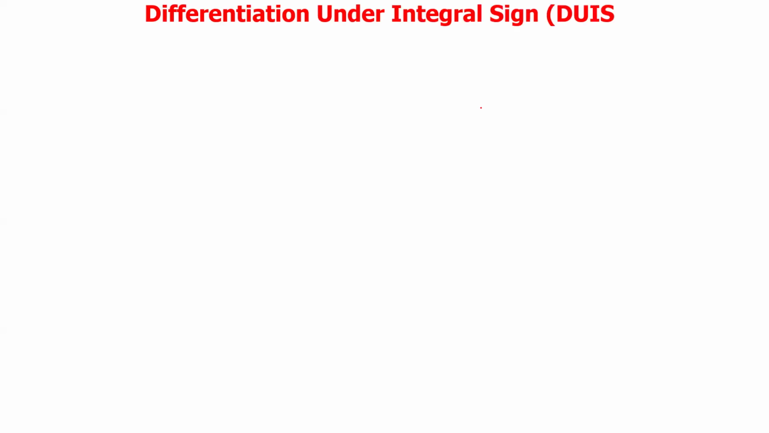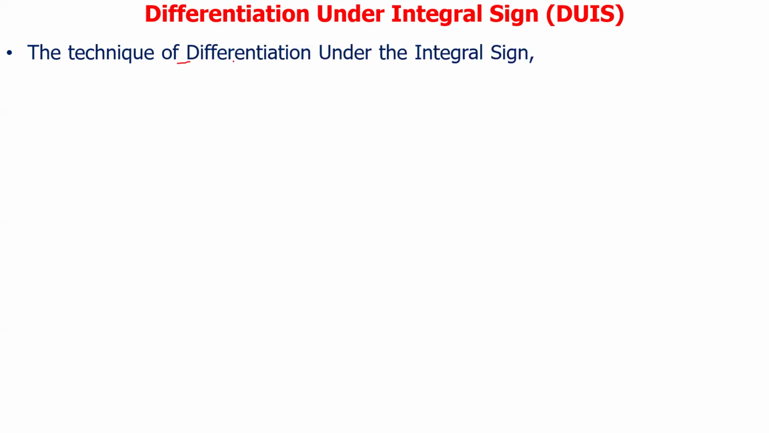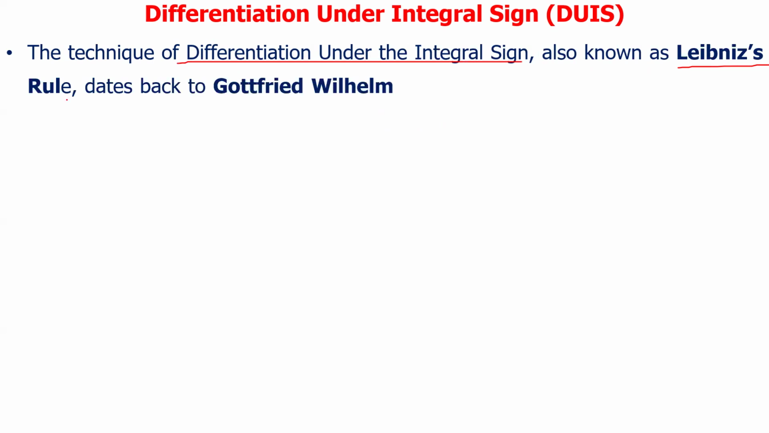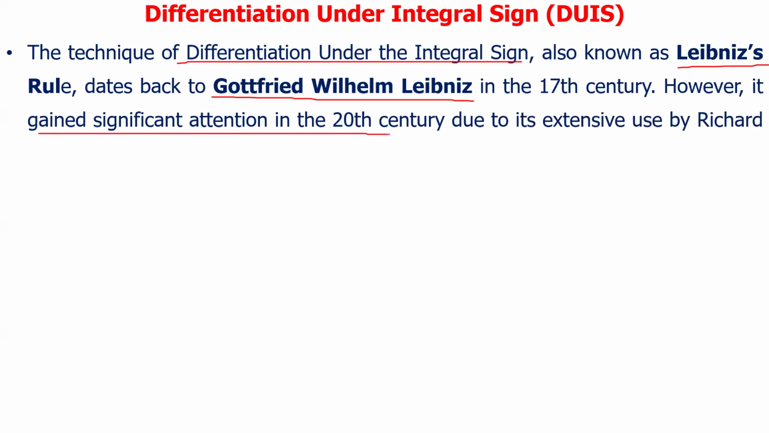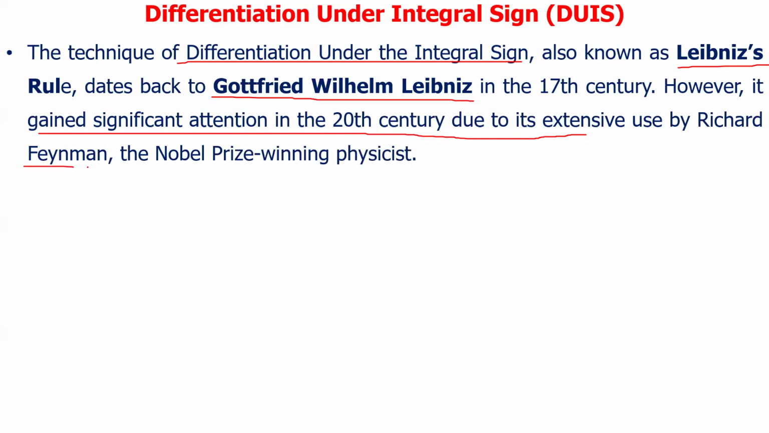In this lecture, we discuss differentiation under integral sign. It is denoted by DUIS. The technique of differentiation under integral sign, also known as Leibniz rule, dates back to Gottfried Wilhelm Leibniz in the 17th century. However, it gained significant attention in the 20th century due to its extensive use by Richard Feynman, the Nobel Prize-winning physicist.